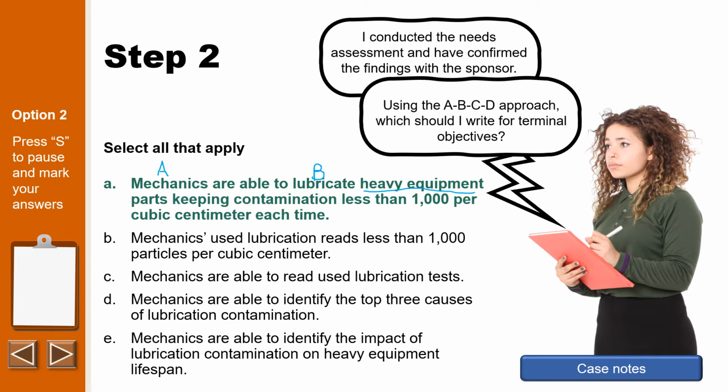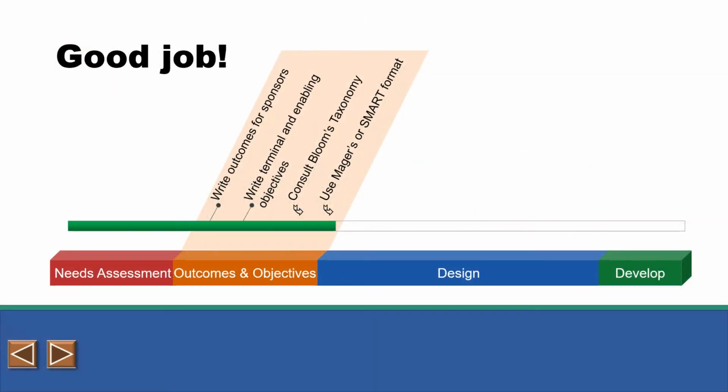In my opinion, this may be a bit weak, but I see this as the condition that they would have, heavy equipment, and then all of the rest here would be the degree of mastery, keeping the contamination less than 1,000 per cubic centimeter each time. So if you're just following along with the case, feel free to stop there.